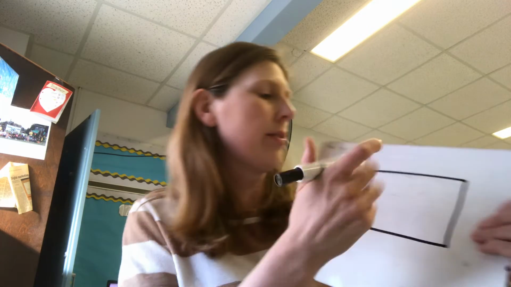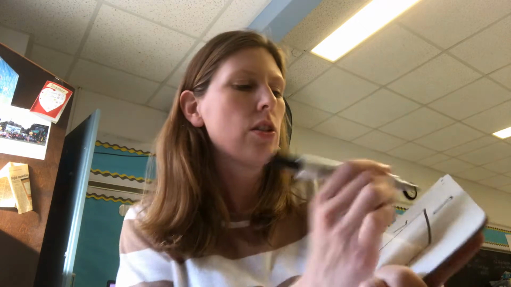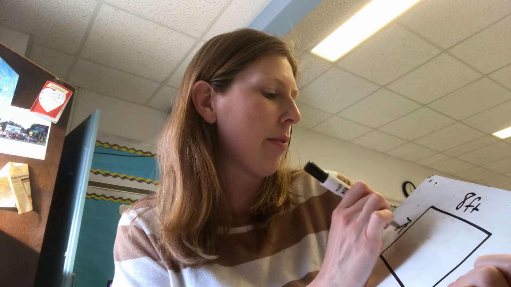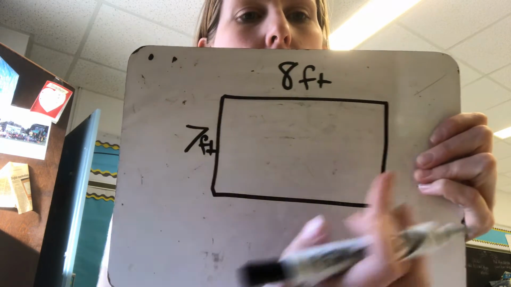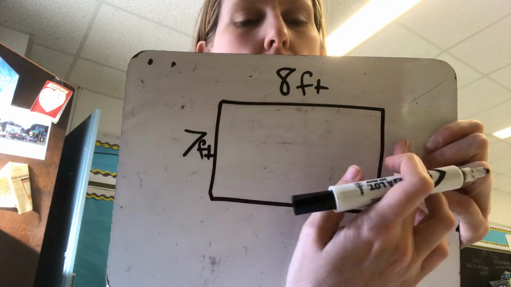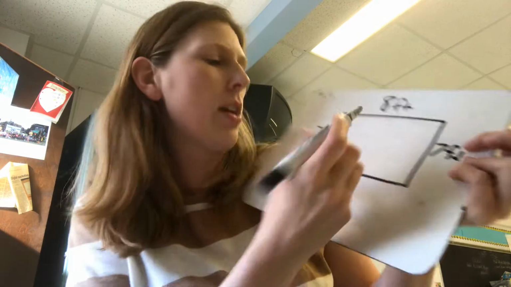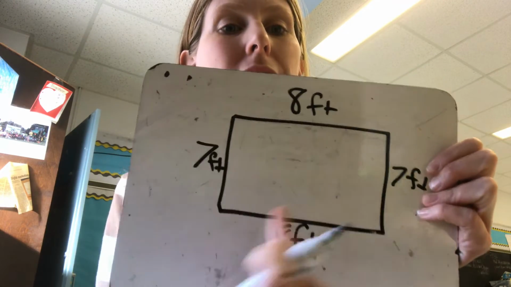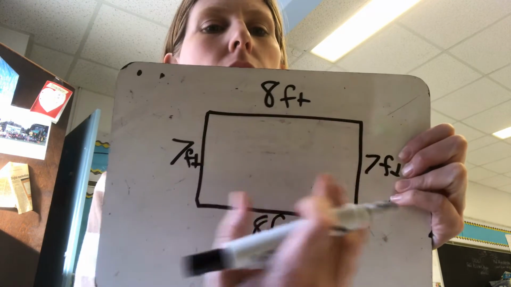And it gave you the measurements. It says that it has a width of 8 and a length of 7 feet. So I know that rectangles have the same measurement on the opposite sides. The parallel sides have the same measurement. So if this side is 7, this side is 7 feet. If this is 8 feet, this is also 8 feet. Now, if I need to find out the measurement of the outside of this rectangle, what I'm going to do is I'm going to go ahead and add all of these sides.